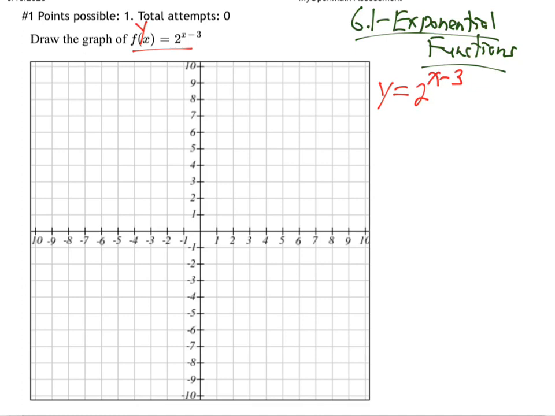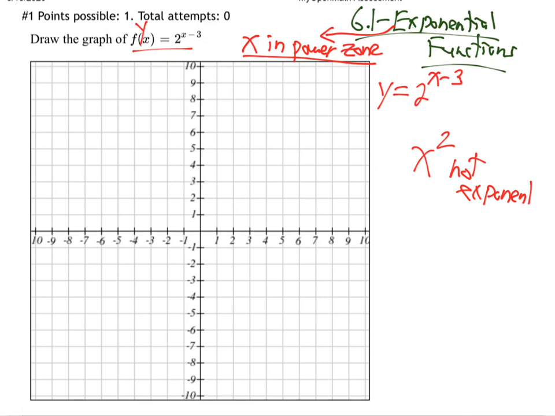So what is an exponential function first off? It means x is in the power zone. X is up in the power zone. That's what it means to be an exponential function. So for example, if I have x squared, this is not exponential, because only the 2 is in the power zone. The x is not in the power zone. There is a power, 2 is the power.